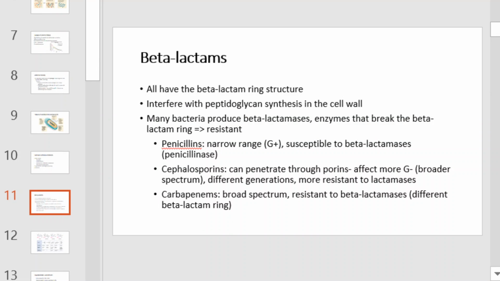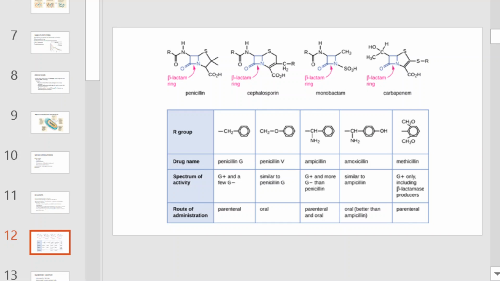Beta-lactams all have a beta-lactam ring structure and interfere with peptidoglycan synthesis in the cell wall. Many bacteria produce beta-lactamases, which are enzymes that break the beta-lactam ring, making them resistant. Penicillins, cephalosporins, and carbapenems are all examples of beta-lactams. This is an illustration of the functional groups of different penicillins, ampicillins, and the like, and the spectrum of activity. Take a moment to familiarize yourself with each before moving on.